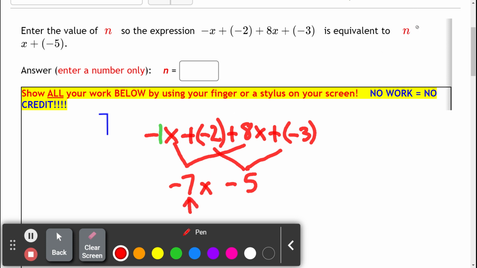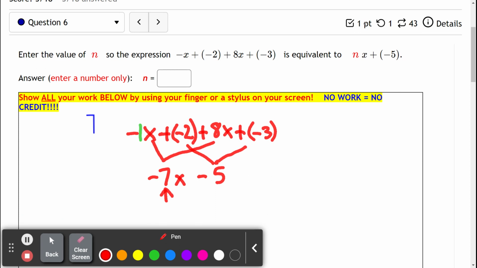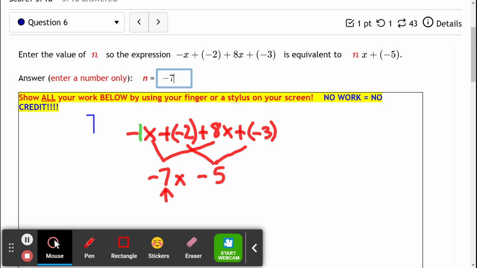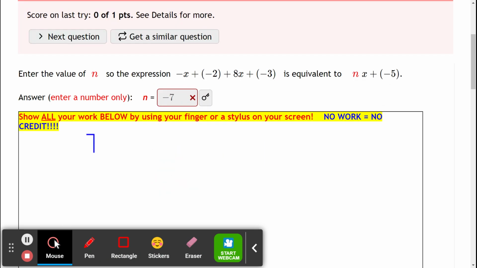This is kind of a messed up thing. I'll do a minus there, and they'll probably show you more easily that it's the n that's in front of the x right there, and that n is -7. So I'm going to put in here -7, and that should work out. That's negative. It's not -7. Oh, it's just 7. Woo!